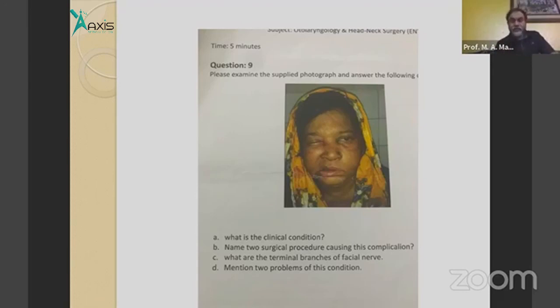What are the terminal branches of the facial nerve? As you know: temporal, zygomatic, buccal, marginal mandibular, and cervical branches. Mention two problems of this condition. Two problems of the condition: facial disfigurement, cannot close the eyes so exposure keratitis, and drooping of the mouth. Sometimes when the patient eats and drinks, the food can collect in the cheek.